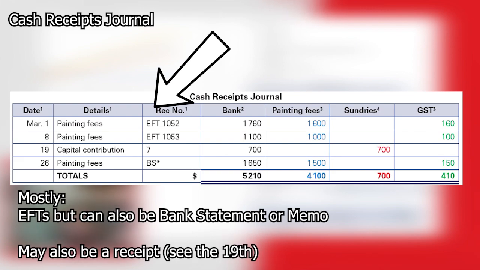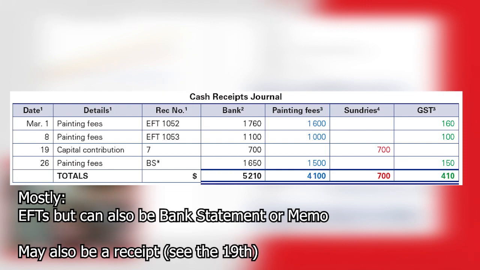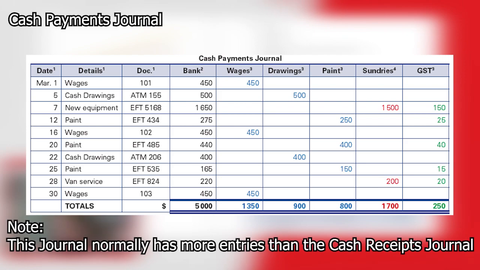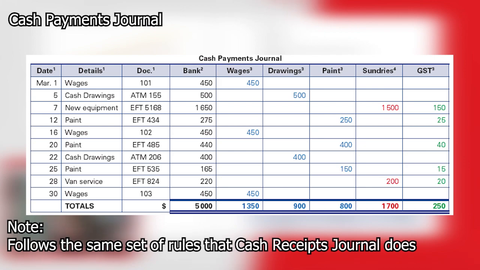If we move over now to the cash payments journal, we can see there are a lot more. Most, if not all of the time, the cash payments will always be larger than the cash receipts. And it very much follows the same set of rules. So for example, wages here, doc 101, and that's probably a check, and you see 450, and if we add the wages, drawings, painting, sundries, and GST for that row, we see wages is also 450, and it adds up.